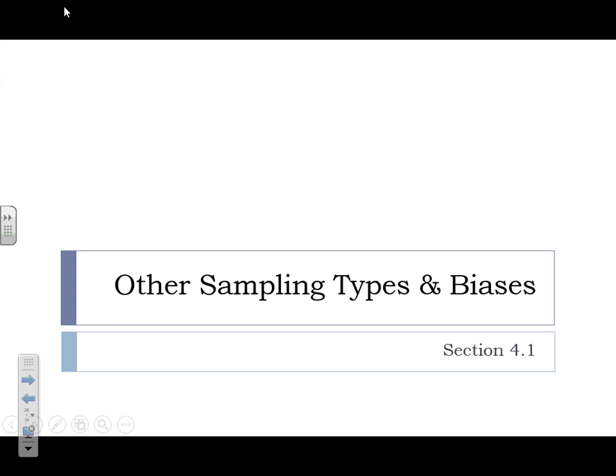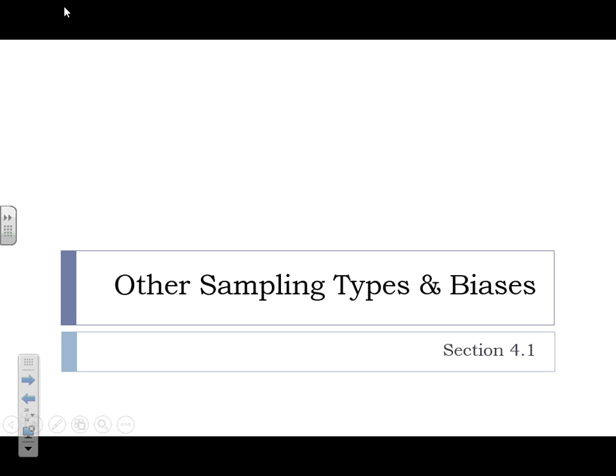All right, so today we're going to talk about some other types of sampling. We're going to talk about biases, how they can hurt studies, how they can occur, what types there are. So we got a lot to go through in a short amount of time here. First, sampling types so far.